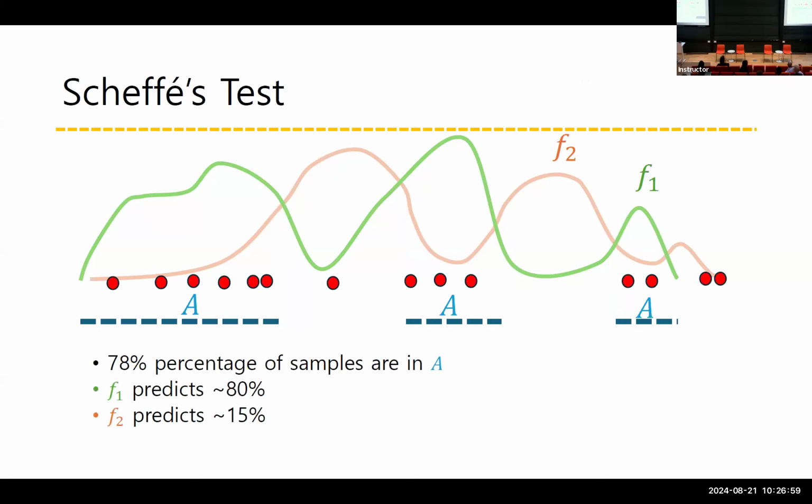Now we see the samples. We want to say whether they were from F1 or F2. We count how many data points are in set A, how many are not. Let's say in this example, 78% of the data points end up in A. Now F1 predicts 80% because F1 puts 80% of its probability mass on set A. F2 predicts 15% because it only puts 15% of the probability mass on A. So we choose F1 because it's closer to 78%. So that's the basic Scheffé test, and it's robust and very nice.